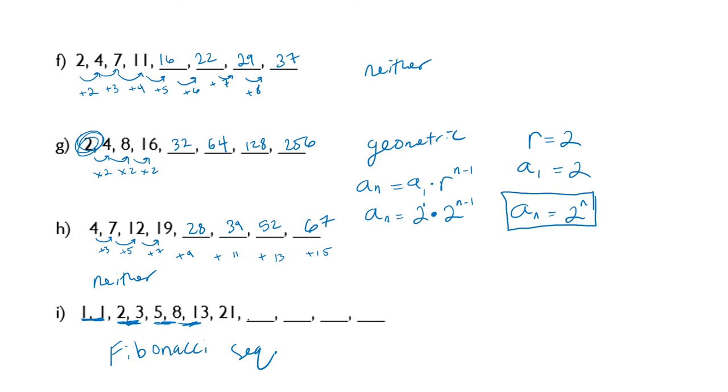So to find the next number, we'll take 13 and 21 and add them together. 13 and 21 gives me 34. To get the next number, I'll have to add 21 and 34. 21 and 34 gives me 55. To get the next number, I need to add 34 and 55. That gives us 89. And then finally, we'll add 55 and 89 to get the last number, which is 144. This is known as the Fibonacci sequence.